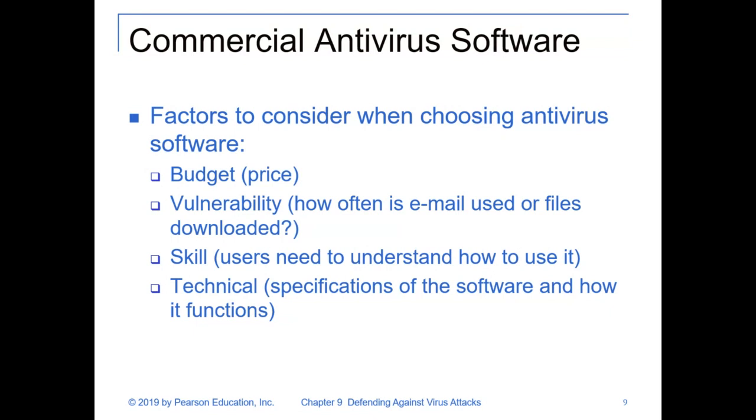So, if you have an organization that has diverse users that frequently get emails from outside of the organization, or they download from the internet, they're going to need more antivirus protection than an organization that only uses the internet periodically. Some other factors to consider are the skill of the users, who need to understand how to use it, and also the specifications of the software and how it functions. What methods does it use to scan? How often are the DAT files updated? How quickly does the vendor respond to new virus threats and release updated definitions for the virus?